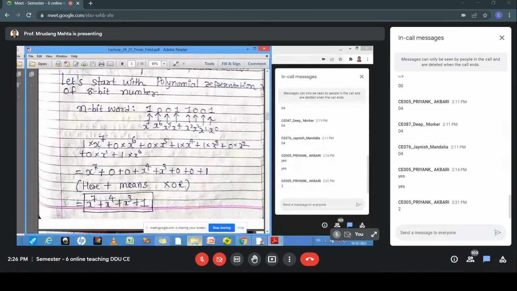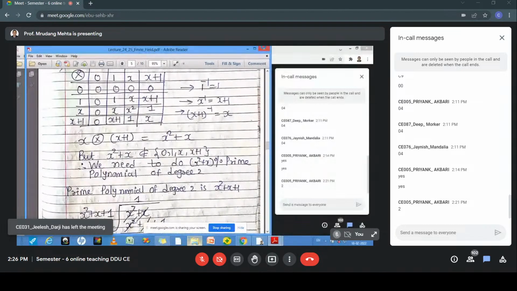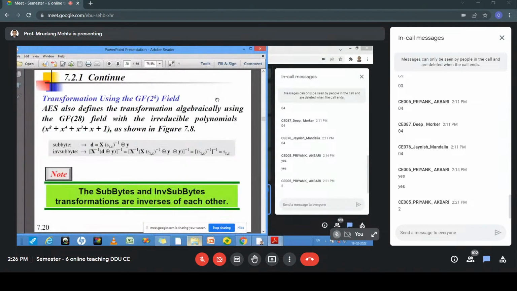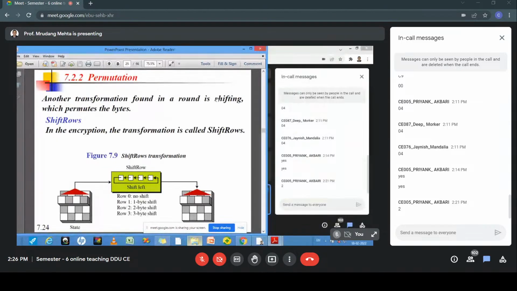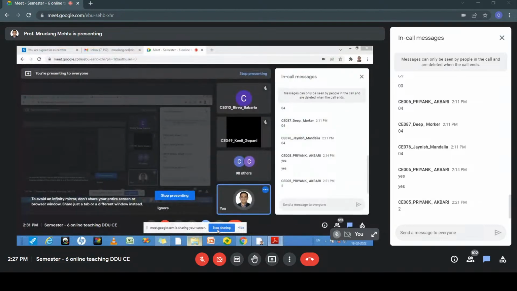So in next class, I will try to finish this Galois field discussion, and then we will have a discussion further on AES. Because for AES, Galois field discussion is required. So I am currently discussing Galois field, that is from chapter number 4 of the textbook. Okay, so I stop here.